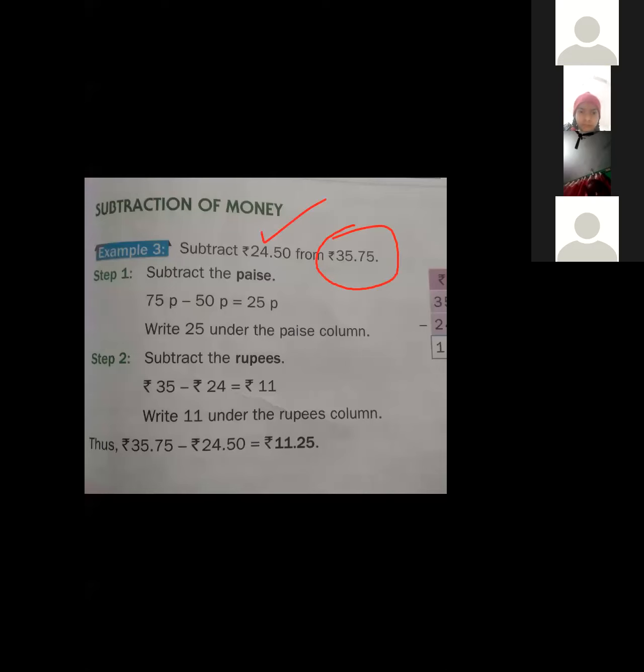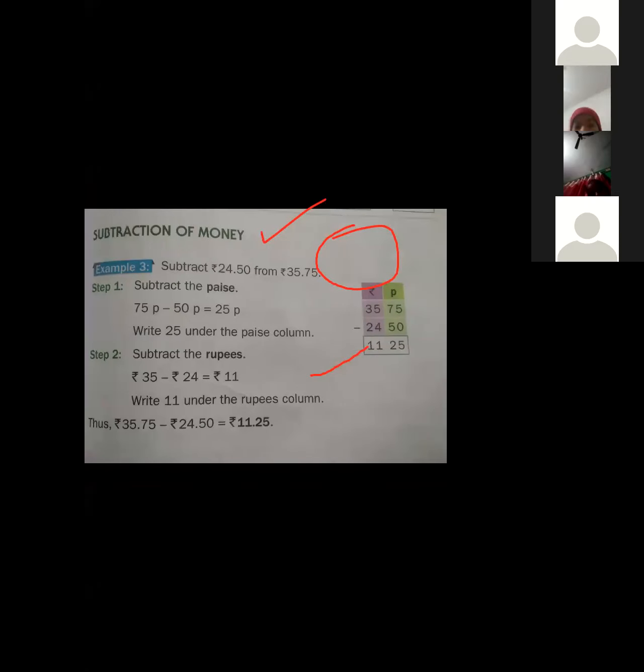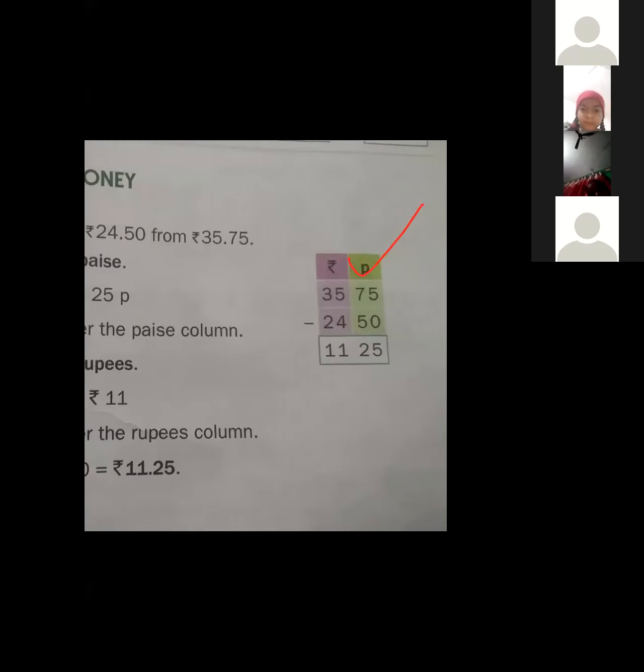But generally, whichever thing you find easy, you can do. Just a minute, I'll show you. This is a pattern. Let me see. Yes, I'll erase this. See, some do directly like this, those who can manage. See, it's given 35.75 at the top. They have written, and the smaller number, that is 24.50, they have put it down.